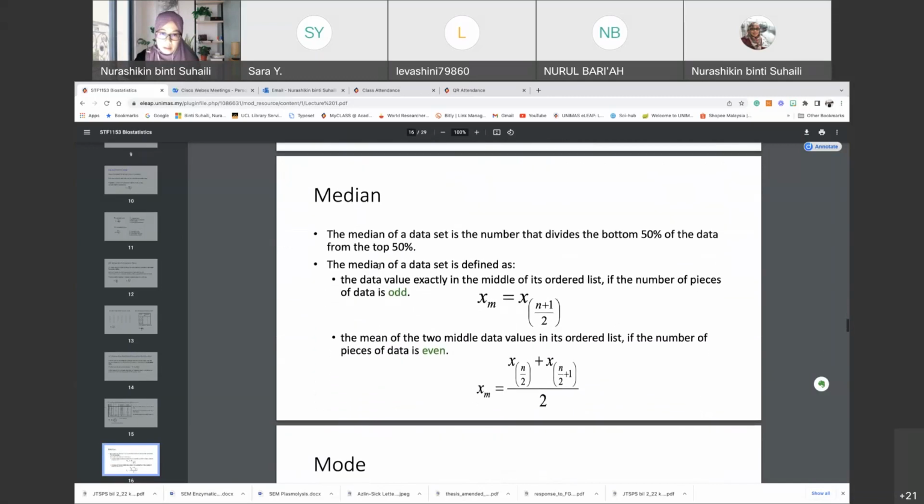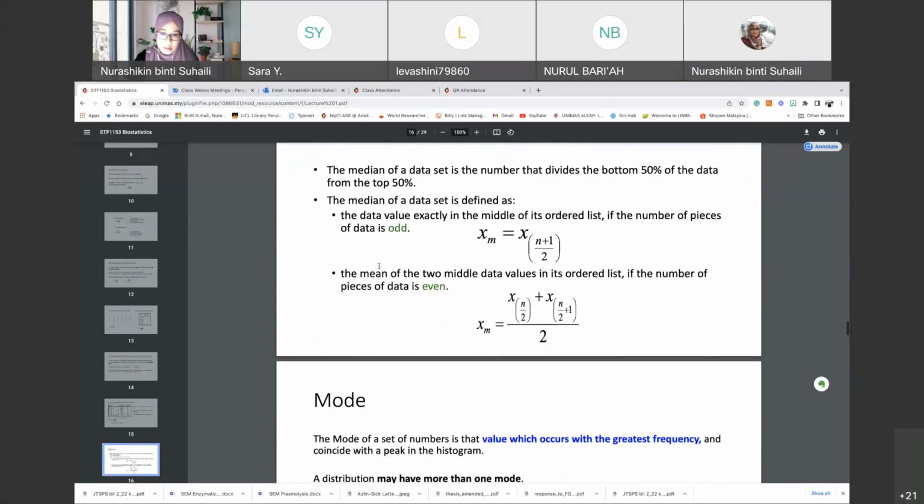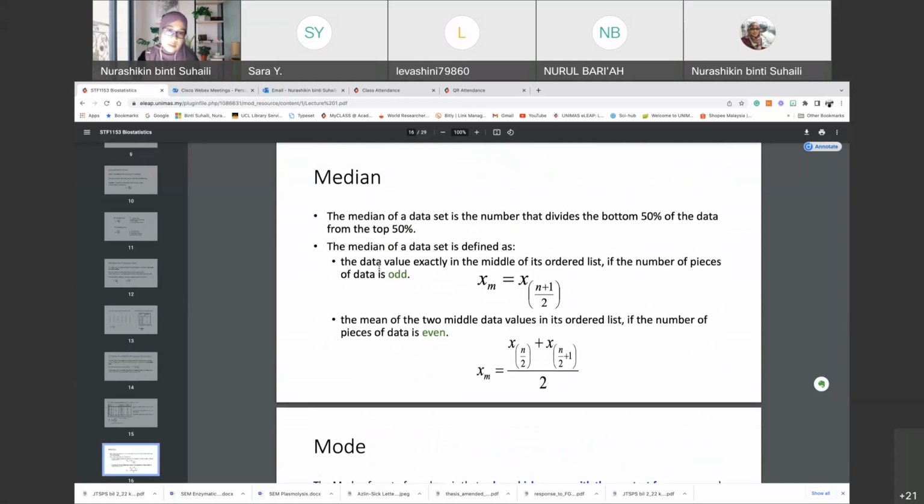A median, the middle value. There are 2 situations for median, whether you have a data set of even numbers or odd numbers. Even numbers are 2, 4, 6, 8, 10, 12, and so on. Odd is 1, 3, 5, 7, 9.